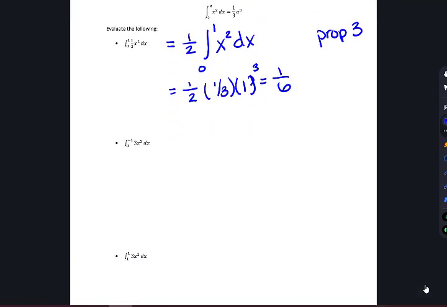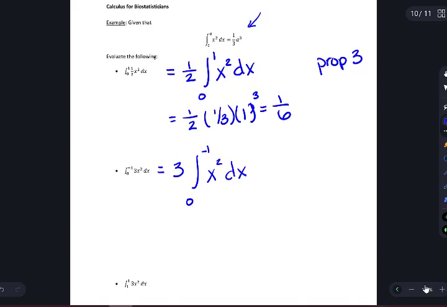Very similar for the next example. Here we want the integral from 0 to -1 of 3x squared dx. Well, 3 is a constant, so this is equal to 3 times the integral from 0 to -1 of x squared dx. Again, we can apply our given information, and in this case, a is going to be equal to -1. So this is equal to 3 times 1/3 times -1 cubed, which is equal to -1. And again, we applied property 3 here to pull out that constant.